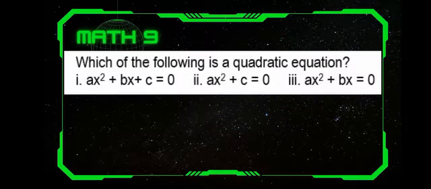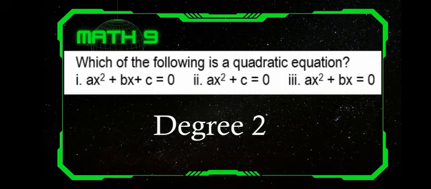Which of the following is a quadratic equation? In order to find if the following equation is a quadratic, its degree must be 2. When we talk about degree, that is the highest exponent. So let's look for the highest exponent for each item. In number 1, the highest exponent is 2. This is an example of a quadratic equation.